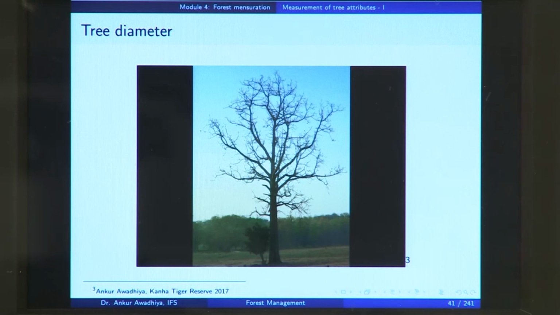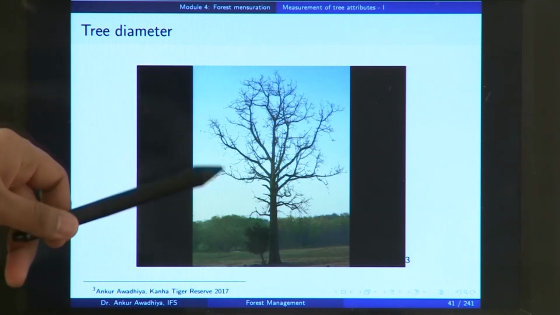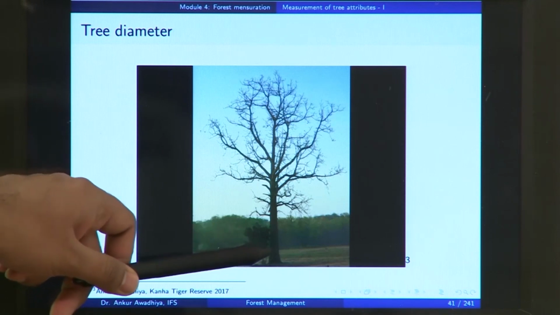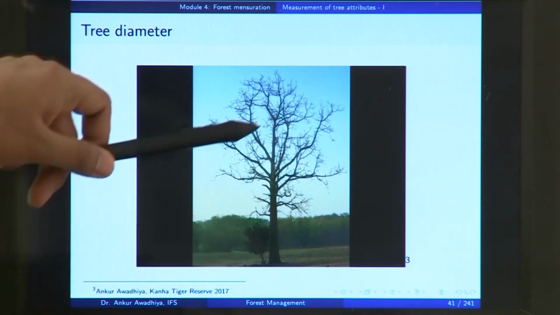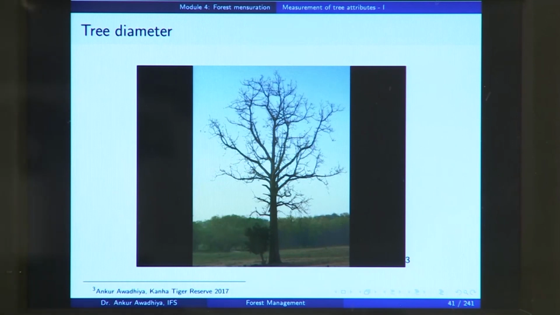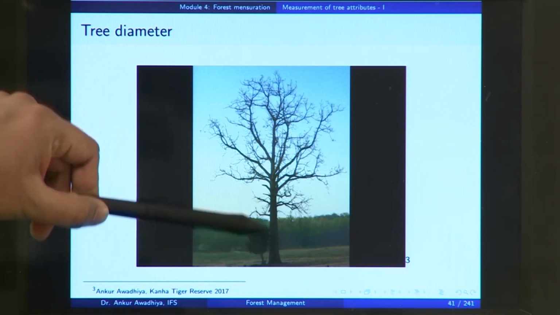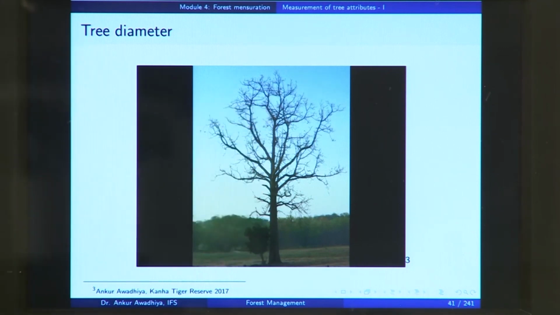Now, if you have a look at this tree, which is devoid of leaves, we can see that at the bottom region, the diameter is much greater than the diameter at the top. We call this phenomenon the taper of a tree. So, this tree and a number of trees taper as we move from ground up.